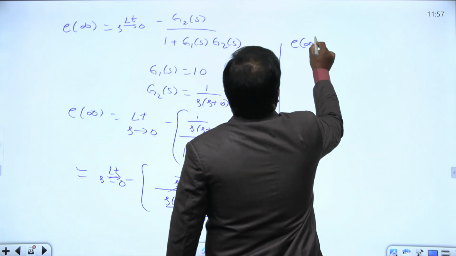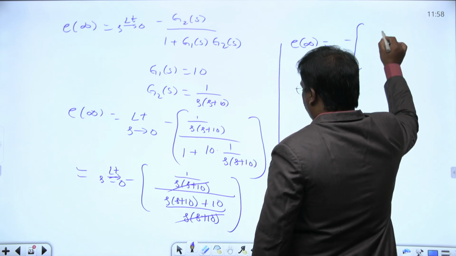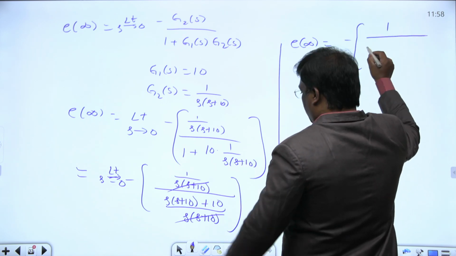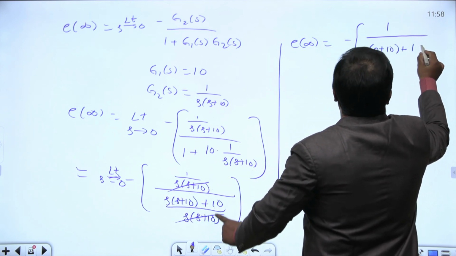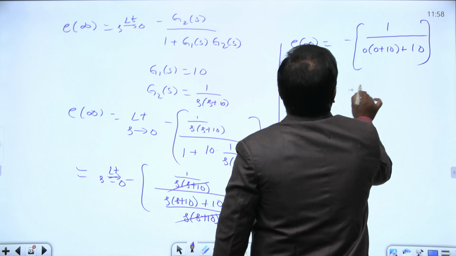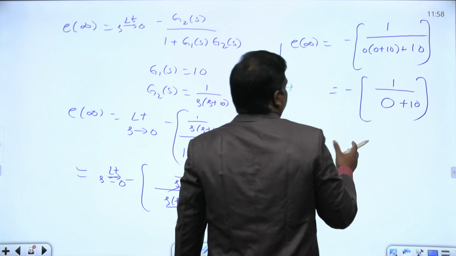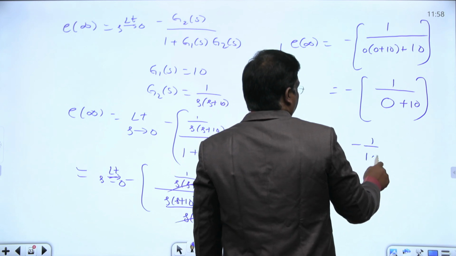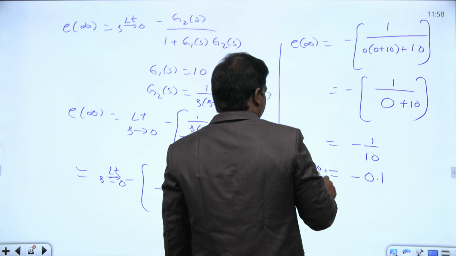Therefore e of infinity is nothing but the limit as s tends to 0 of minus, substituting those values here, 1 by 0 into 0 plus 10 plus 10. This is minus of 1 by 0 plus 10, so this value is minus 1 by 10, or minus 0.1. This is the steady state error, e of infinity.